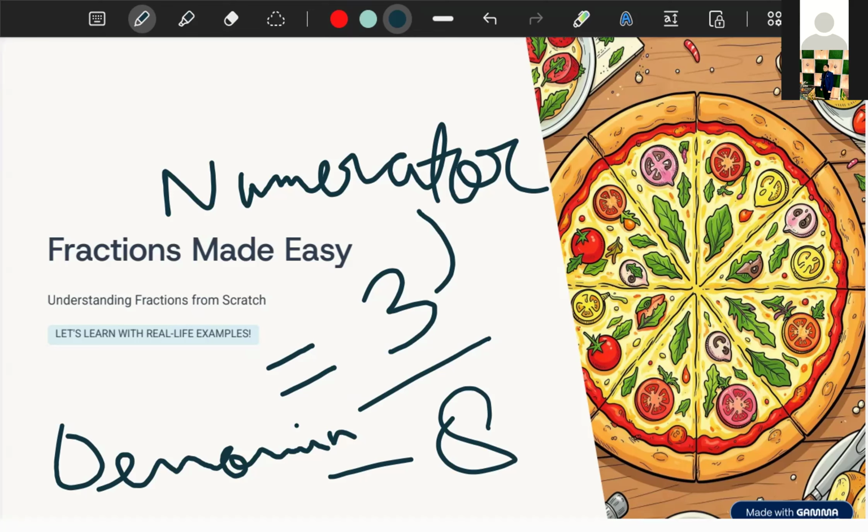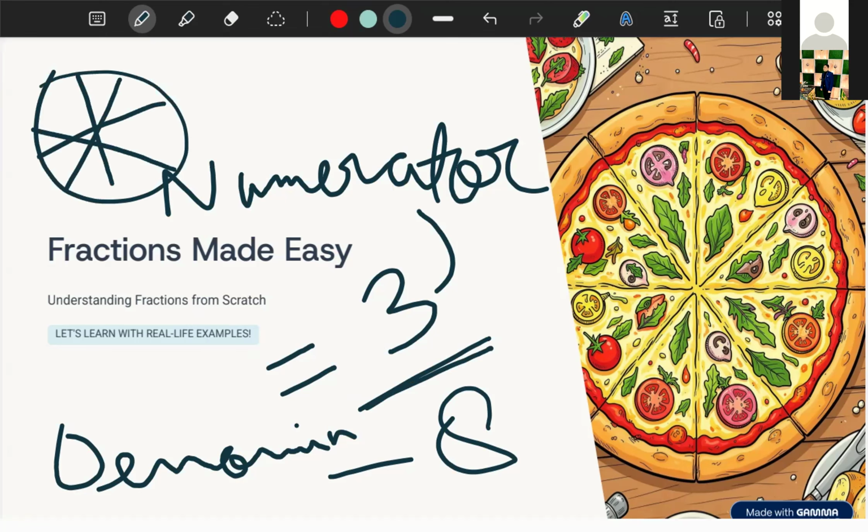The numerator part, which is above this line, tells us the part we have. Suppose in this pizza I have 8 slices, out of which I have eaten 3 slices. So this numerator part tells the slices that I have eaten. That is why it is 3.